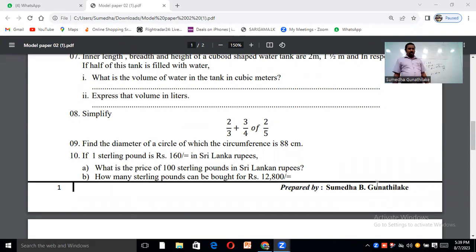Then we'll move to the last question of the first part. If 1 sterling pound is 160 rupees in Sri Lankan rupees, what is the price of 100 sterling pounds in Sri Lankan rupees? Very easy one.